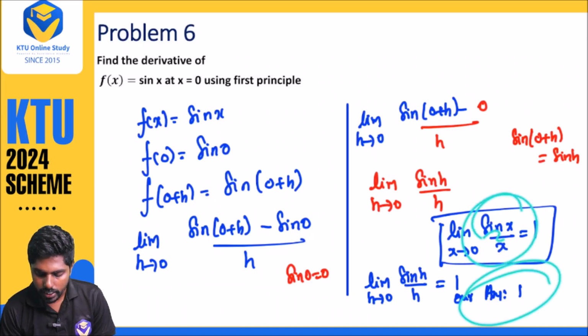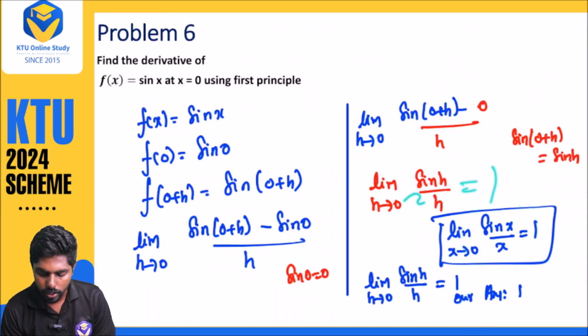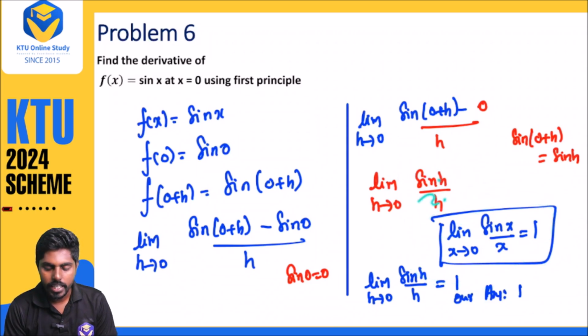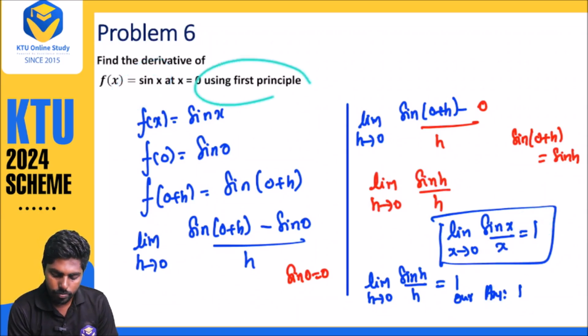We know that sin h divided by h is 1 when h approaches 0. This is what we have learned in our continuity as well. So this is the answer you will be getting using first principle.